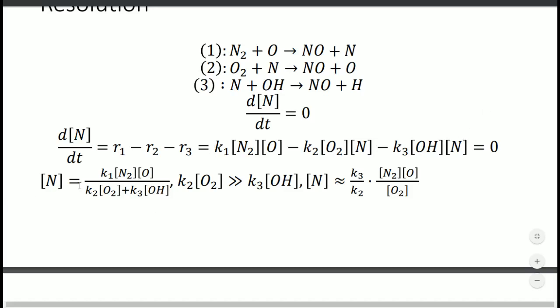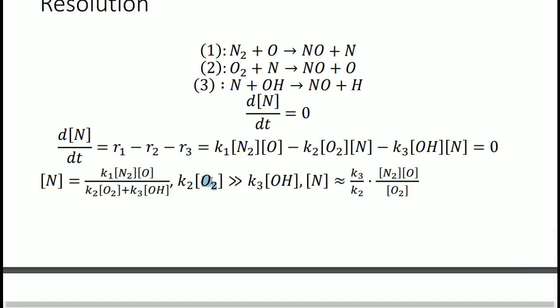We simplify to have the expression of N. Here we do a little approximation that K2[O2] is superior to K3[OH]. OH is something that is really small, and dioxygen is really part of air. There is a lot of dioxygen in the air. So this approximation is legit. So we get this result here.